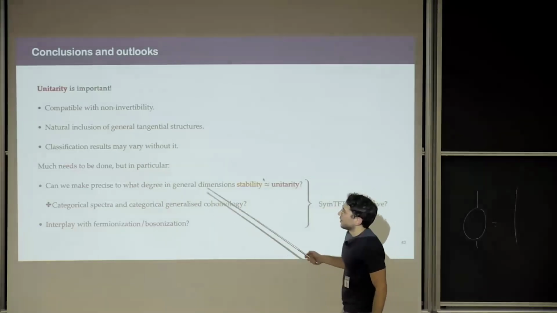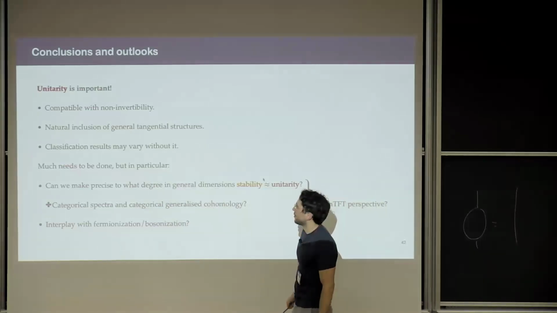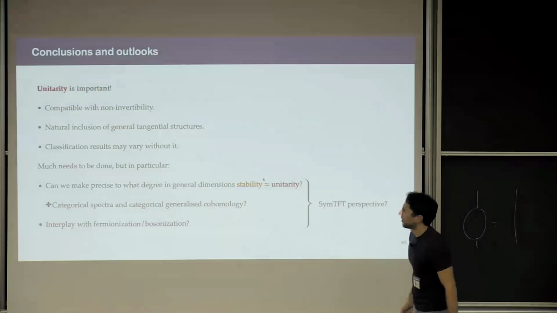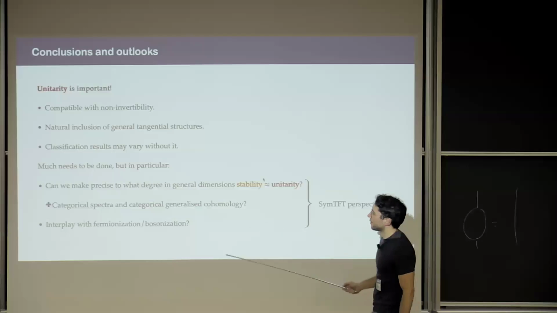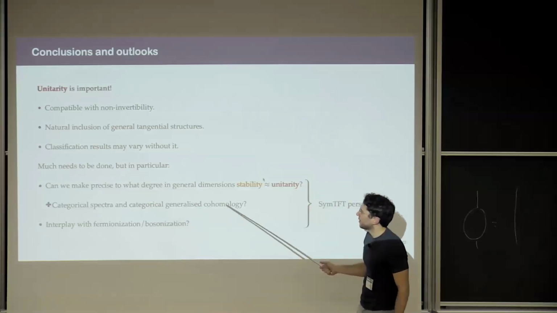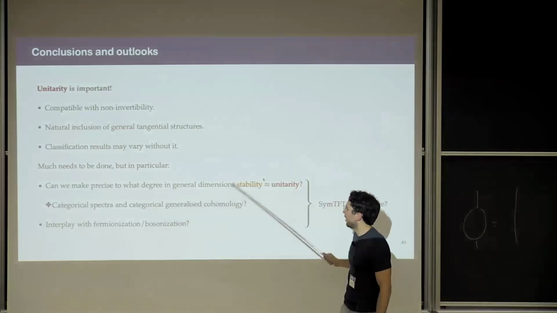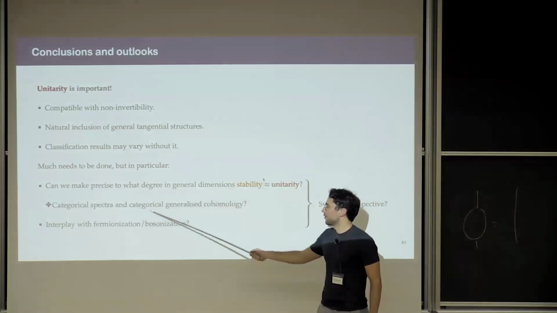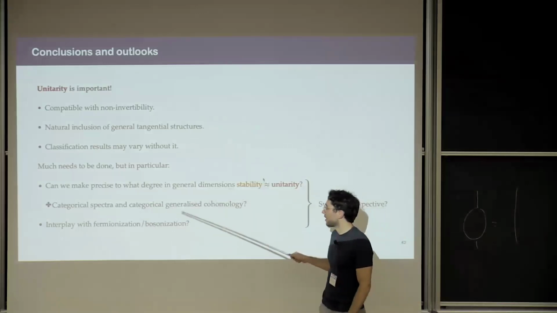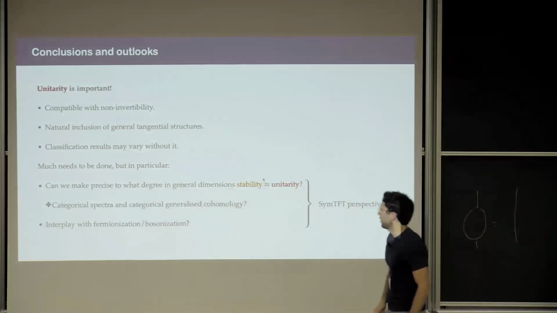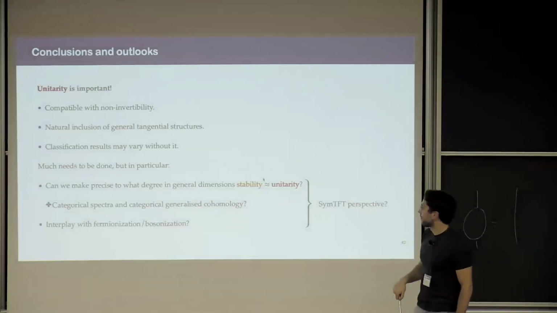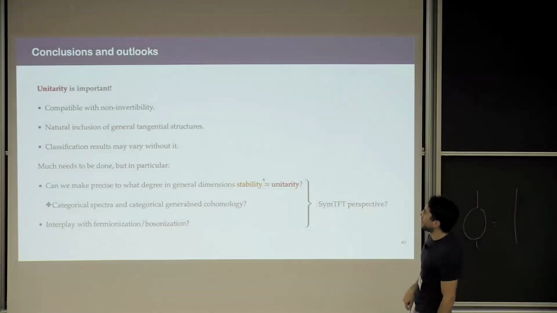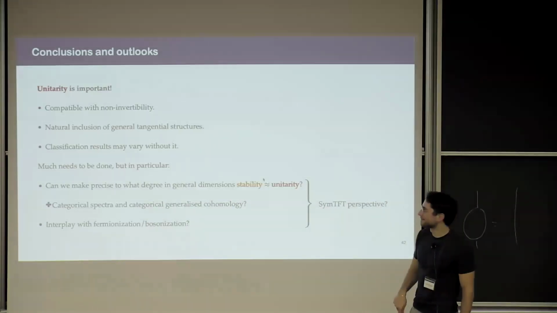There's a lot that needs to be done, a lot of details that need to be figured out in full generality. In particular, it will be very interesting to try to make precise the claim about the relationship between stability and unitarity for non-invertible symmetry, because this would give us the ability to eventually formalize a sort of notion of generalized cohomology, as was mentioned this morning, also for non-invertible symmetries, and try to figure out, of course, also how to describe these kinds of things from a symmetry TFT perspective. I think that's all I had to say. Thank you.